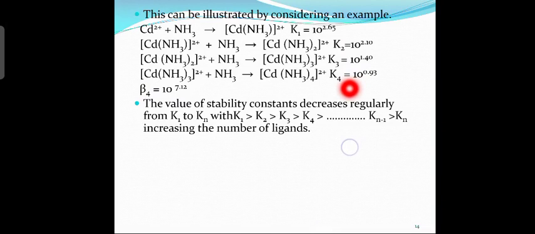You can see that the value of the stability constant goes on decreasing from K1 to Kn. K1 is the highest, K2 less, K3 still less, K4 least. So we can say that it decreases regularly from K1 to Kn, with K1 greater than K2, greater than K3, greater than K4, and finally greater than Kn. As the number of amine ligands increases, the K value goes on decreasing.